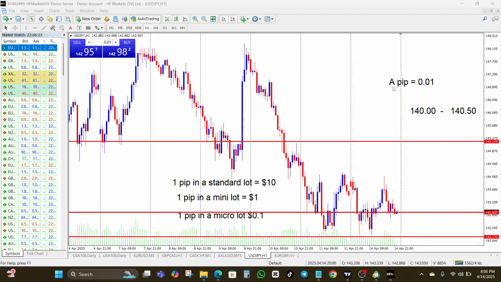Okay, so that is all for this video on how to calculate pips in MetaTrader 4 and MetaTrader 5. As you can see, it's a pretty straightforward process once you understand the basics. Calculating pips is essential for managing risk, determining trade size, and setting your take profits and stop losses. I hope this video helped clarify any confusion around pip calculation for you.